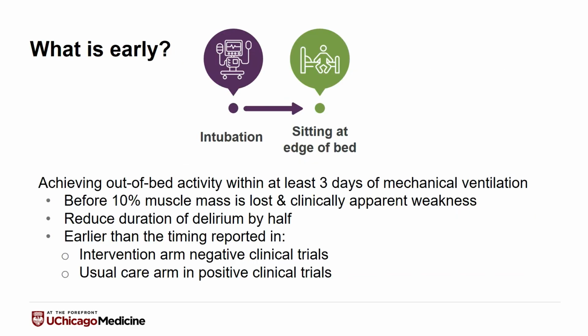So when I'm talking about early mobilization, when I say early, I mean achieving out-of-bed activity within at least 3 days of mechanical ventilation. And this is informed by preventing that 10% muscle loss that we'll expect at 5 days, also reducing the risk and duration of delirium by half, and also informed by the timing that was achieved in positive clinical trials, but also the control arm of these positive clinical trials.